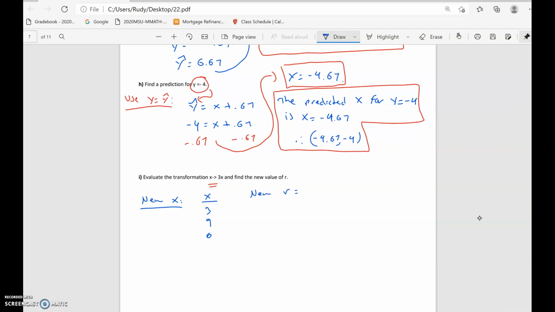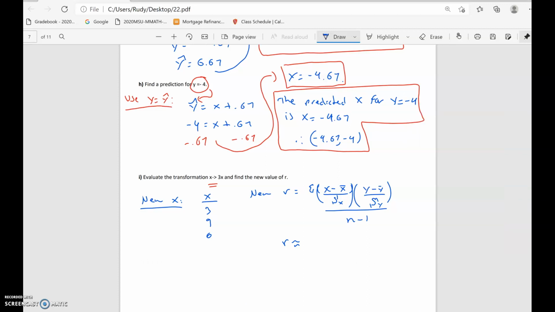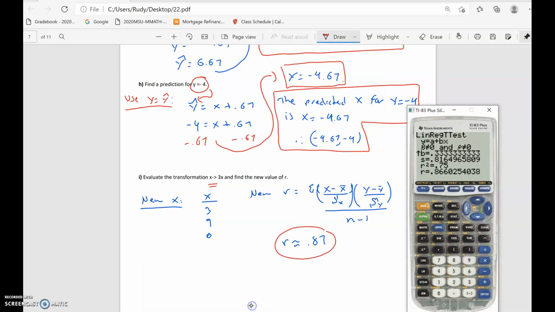So new R value. And remember that this represents the sum of x minus x bar divided by sx times technically y minus y bar divided by sy, divided by n minus 1. And r ended up being 0.866 again. So approximately 0.87. Let me check the calculation to make sure there were no errors.